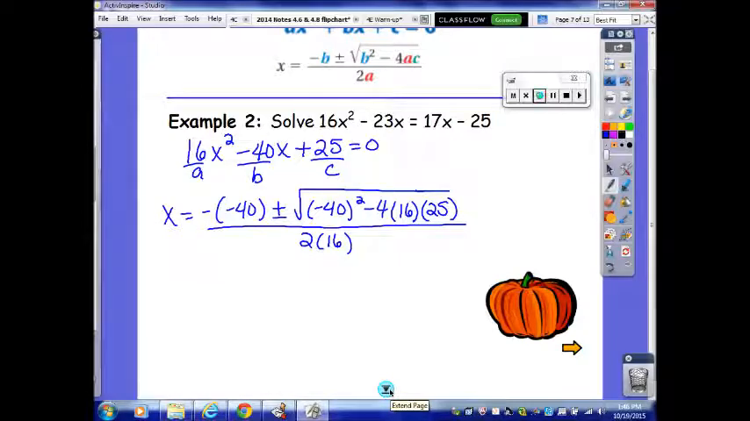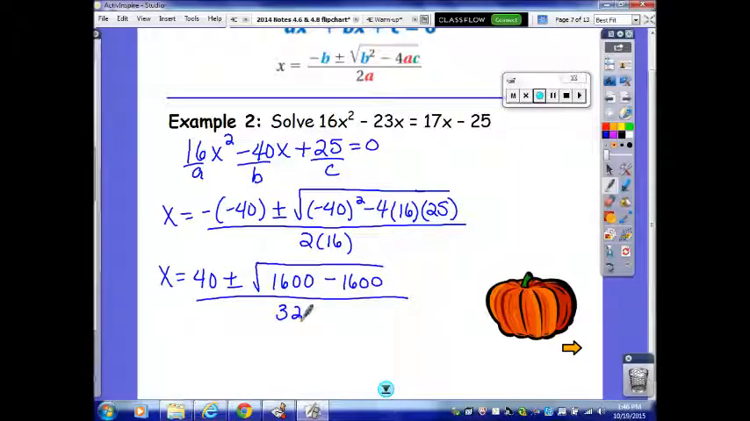Alright, now we just get to clean up. So we get x is equal to 40 plus or minus the square root, negative 40 squared is 1600, minus 4 times 16 times 25 is 1600 again, all over 32. Alright, so we're going to get 40, well, this is 0, so we're done with that, all over 32. So here's one example where you're going to have one answer. And if we were to graph this, you would see it only touches the x-axis at one spot. Alright, let's simplify this. So our final answer is 5/4.